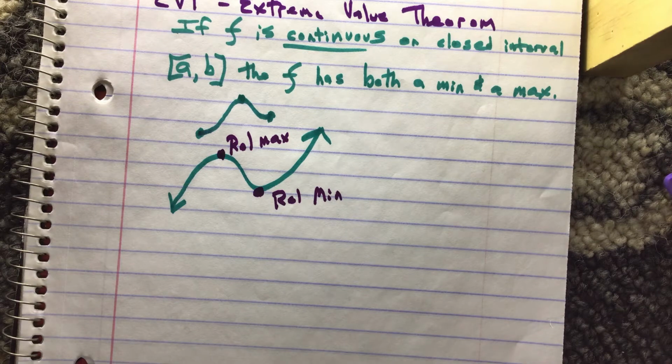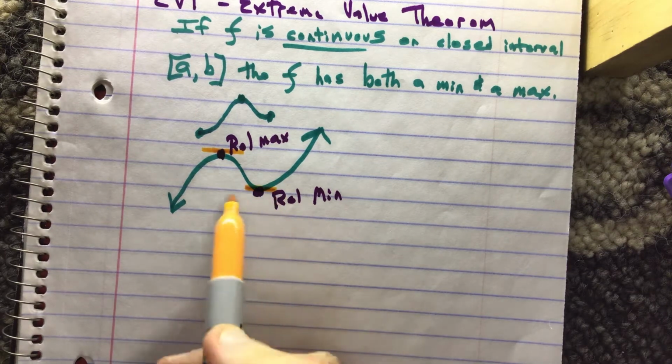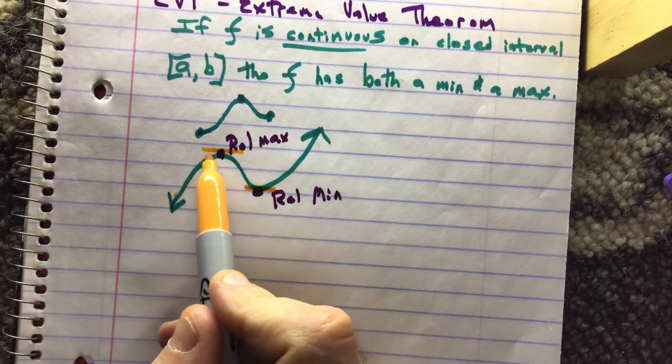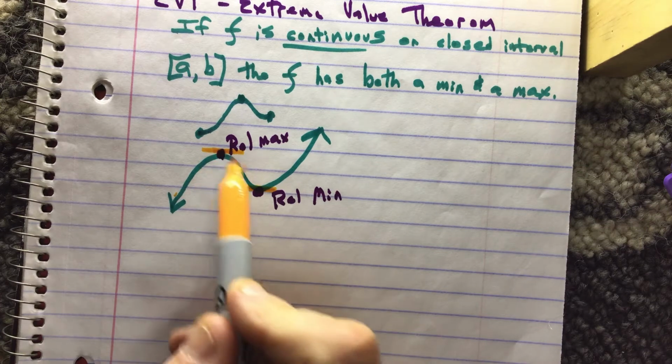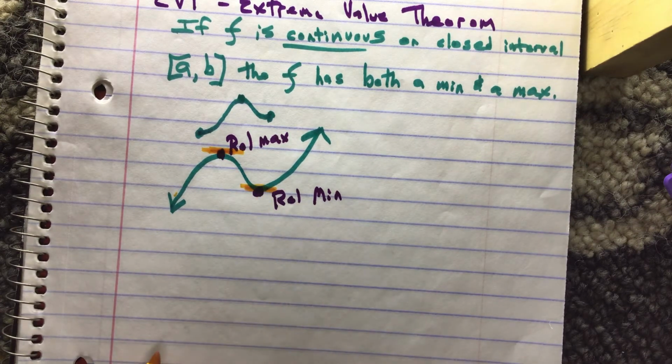And it's important to note that the derivative, or the slopes at these points, are 0. Okay, because you're increasing here, you have a positive slope, then you round off to 0, and then you go negative. And these points have names, they're called critical points.